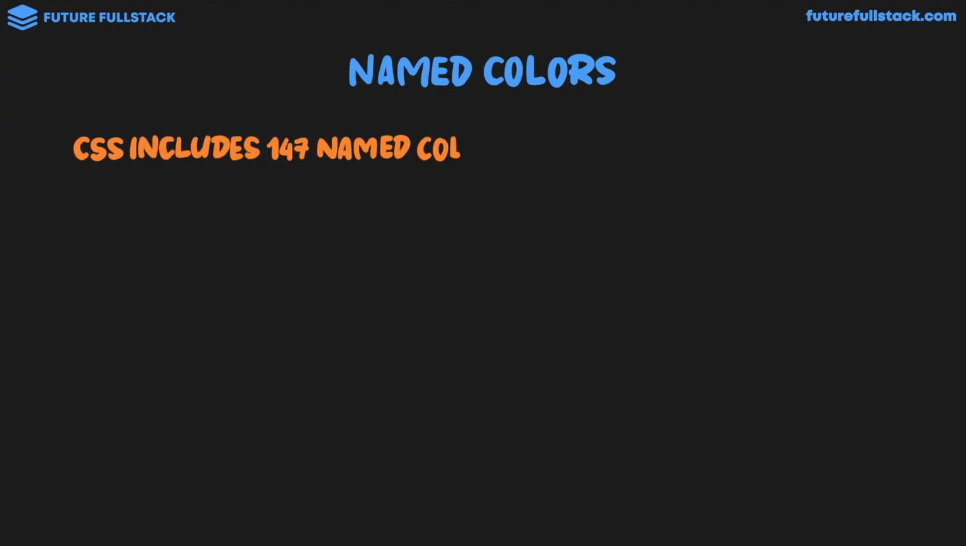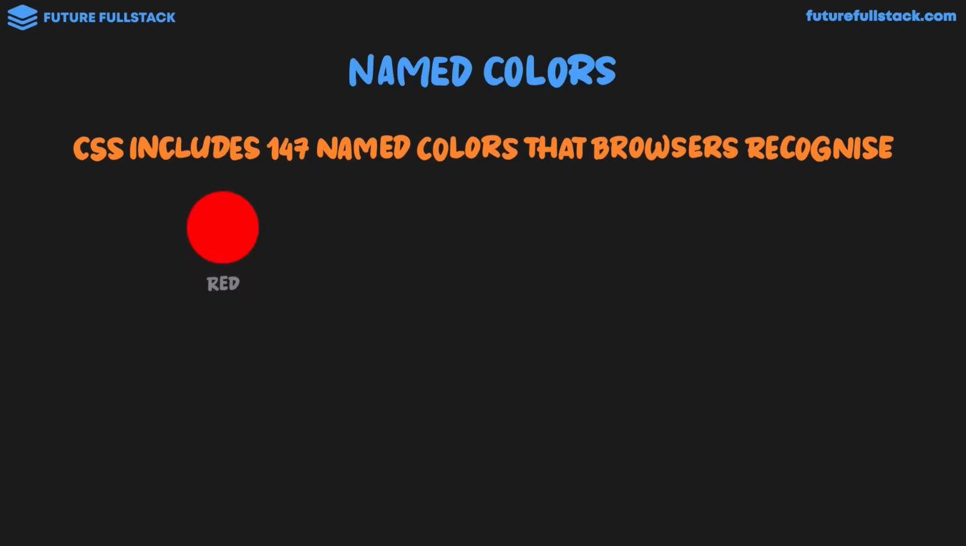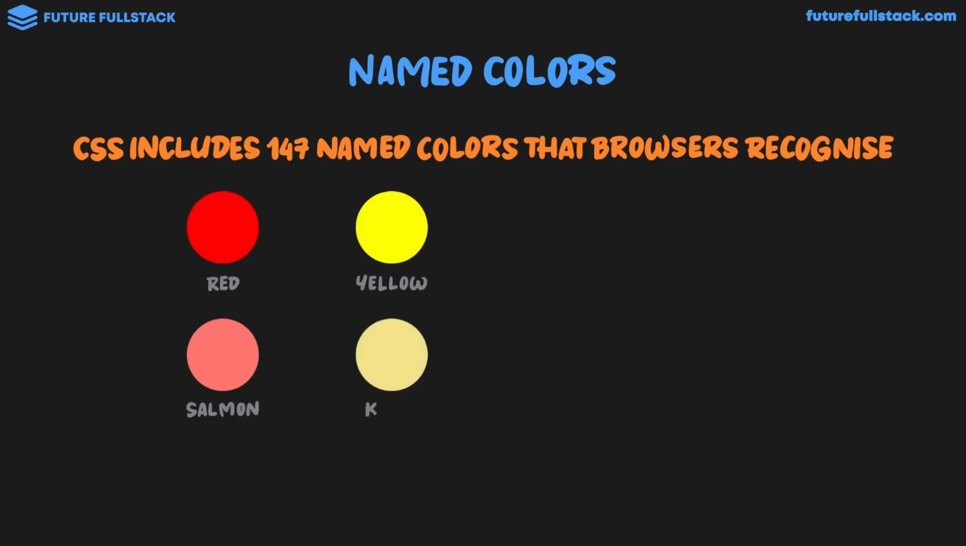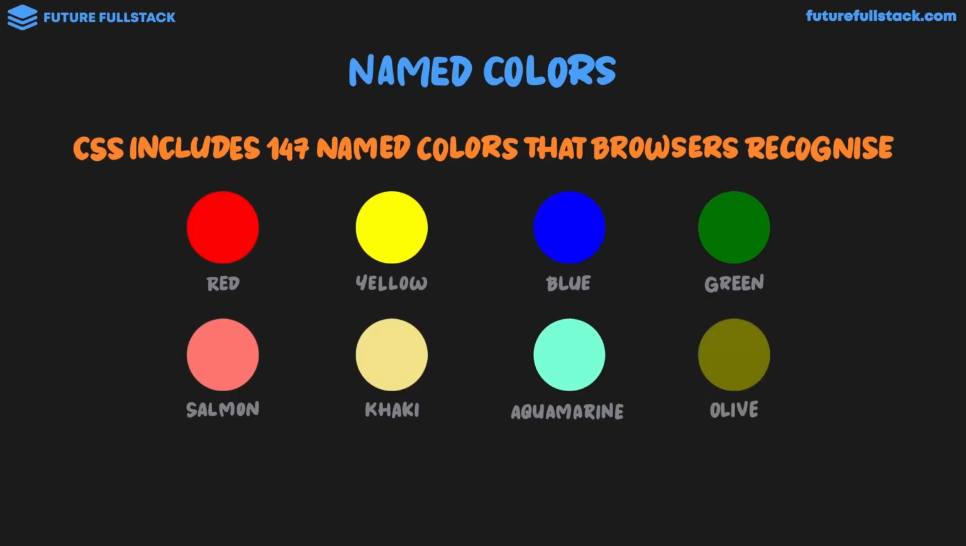So let's first start with named colors. These are the colors we've been working with so far. CSS includes 147 named colors that browsers recognize. An example of a common color we've seen so far is red, and then there'll be some variation, like salmon. We've got yellow, and a variation called khaki. There's blue, with a variation called aquamarine, and we've got green, with a variation called olive.